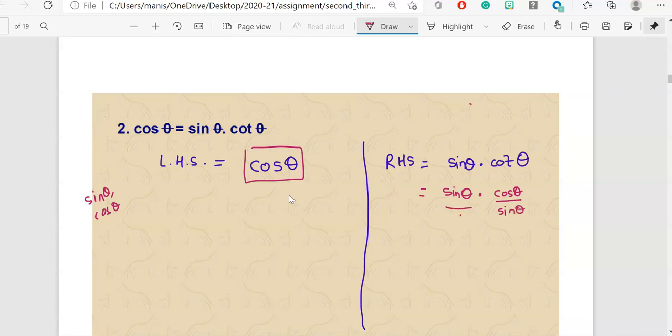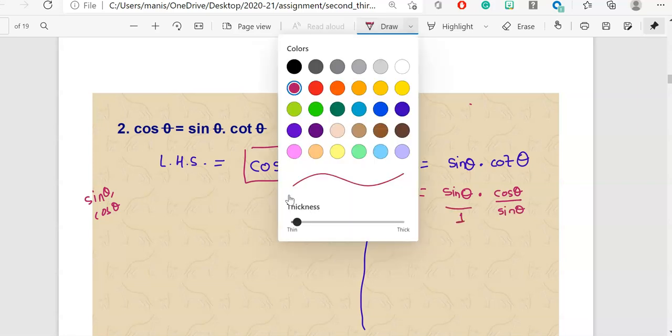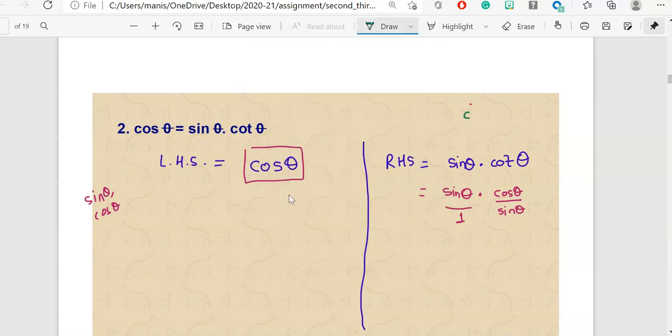Just write one over here. And I will use my green color to write the formula. I have used the formula cotangent theta is what? Cosine theta over sine theta. Can you cancel something? Yes, I can. These two will be cancelled out and I'm left with cosine theta over 1. Any number divided by 1 is itself, so my answer is cosine theta.